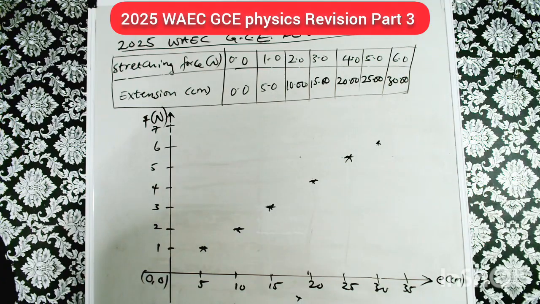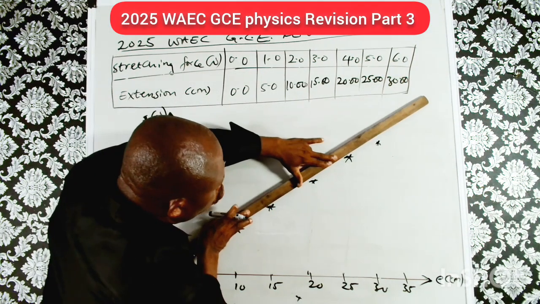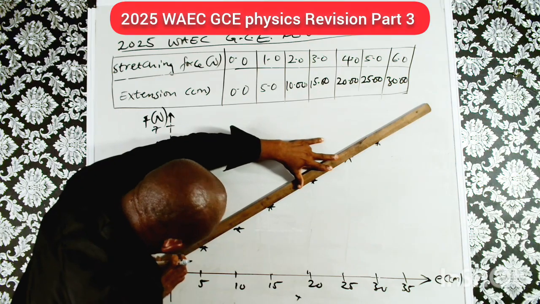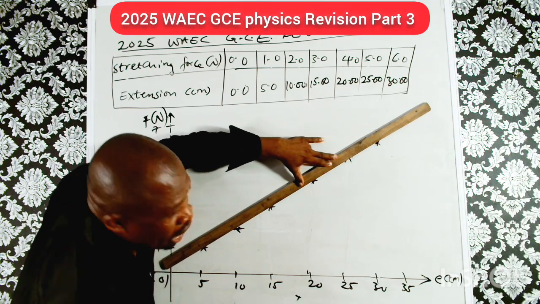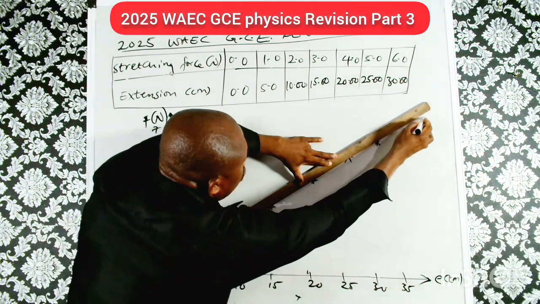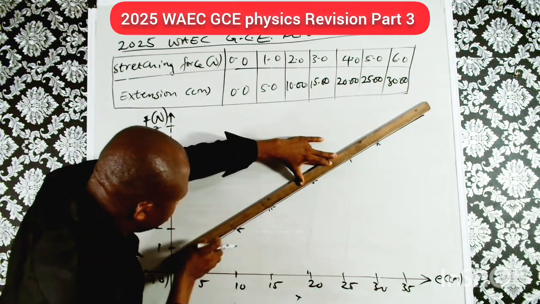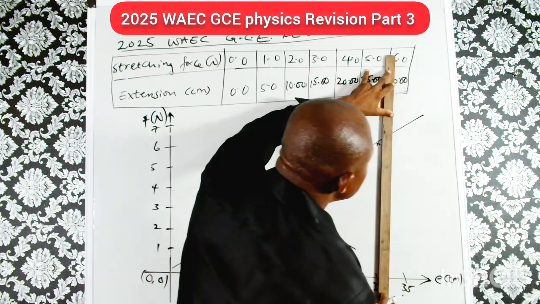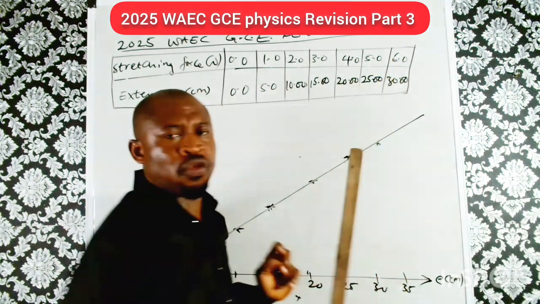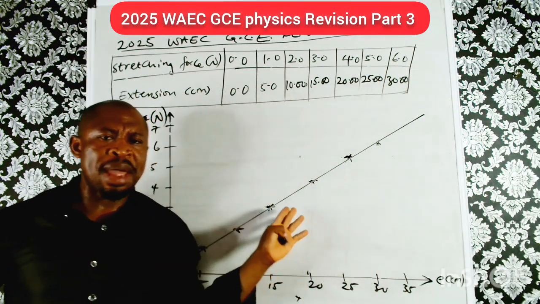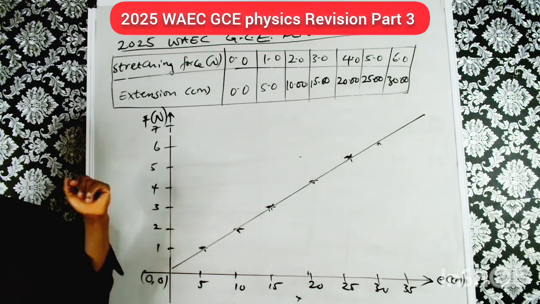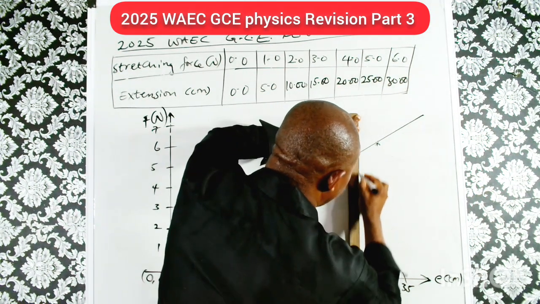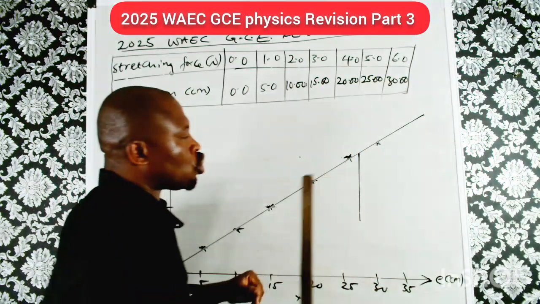Now, at the end of the day, you draw your line of best fit. Remember, all of them must not enter the same line. If you look at this, all of them did not enter. So you can draw your line of best fit. Now, that is the line of best fit. Then, remember, they requested for slope. For your slope, just start from anywhere on this line. Start from anywhere there. Please avoid using just a small slope.